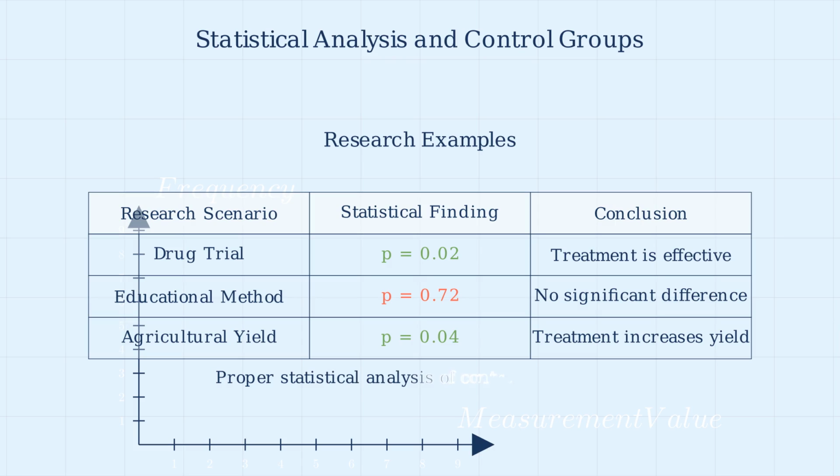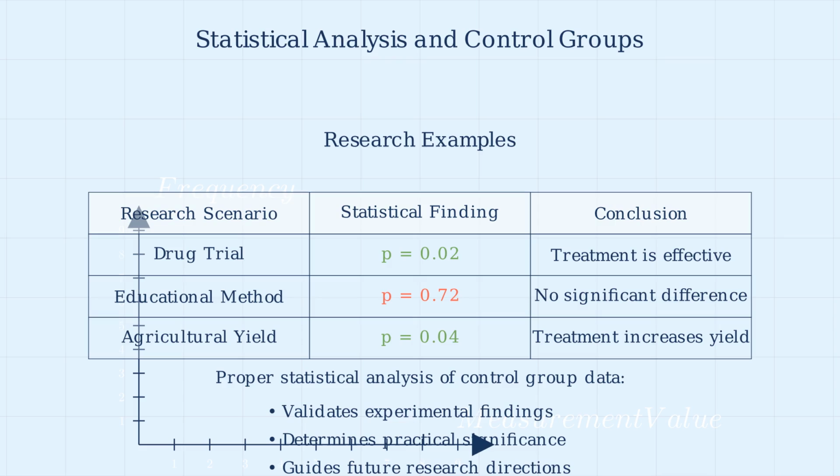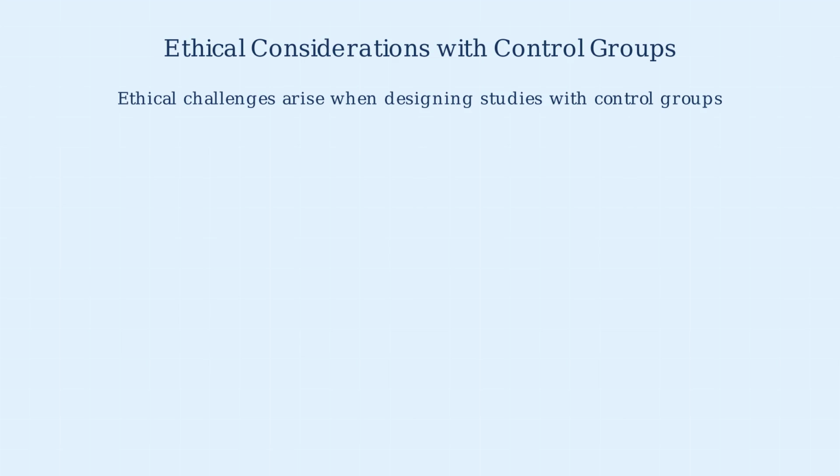Proper statistical analysis of control group data provides several benefits for research. It validates experimental findings, helps determine practical significance, and guides future research directions. In the final section of our discussion on control groups, we examine the important ethical considerations researchers must address.